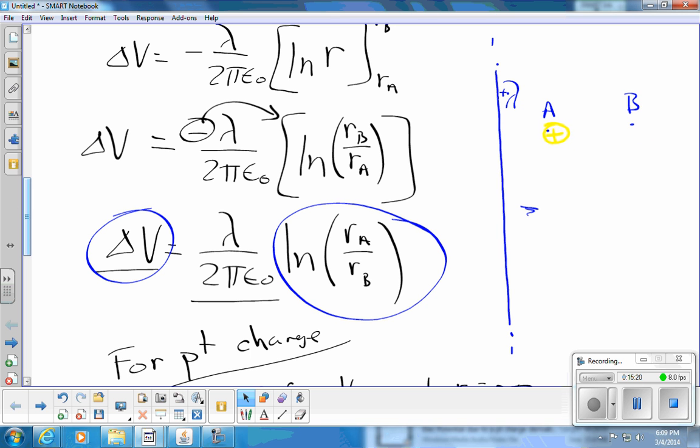So we can find the difference in potential between those two points, even if there's nothing moving. If I just say what's the difference in potential between A and B, that's what that expression does for us. And I think I am done.